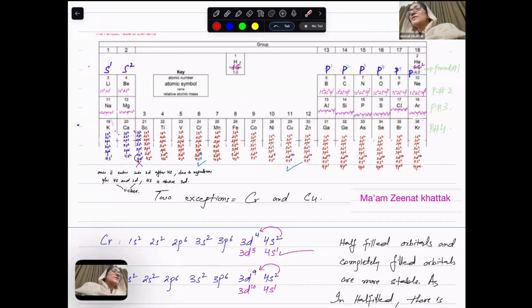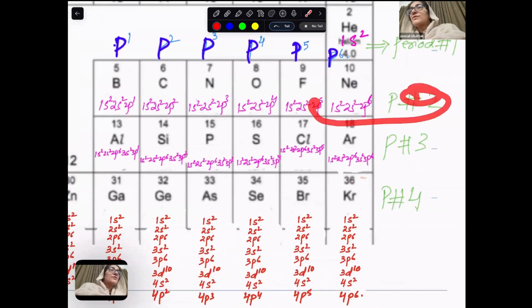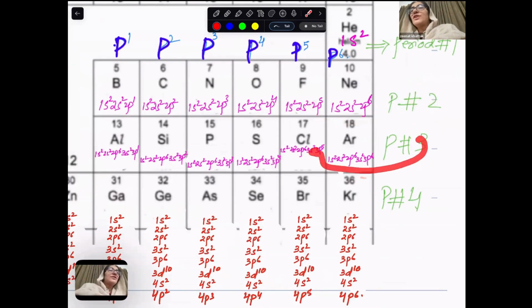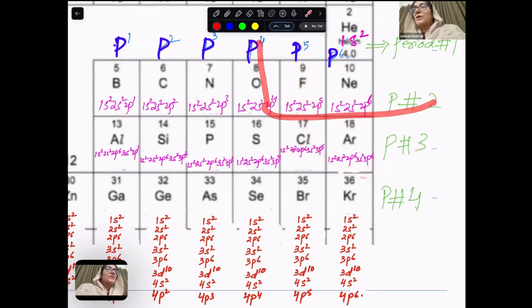Now, look at this. This is period 2. This is period 3. So this is what? 2p5. This is what? 3p5. This is what? 2p4. This is what? 3p4. Like, if you know the period number, you can tell the exact last subshell orbitals.